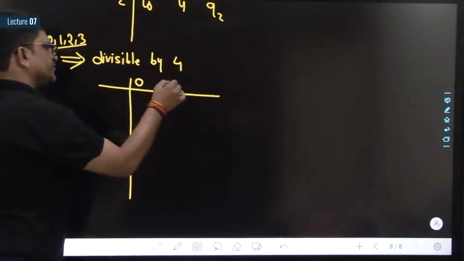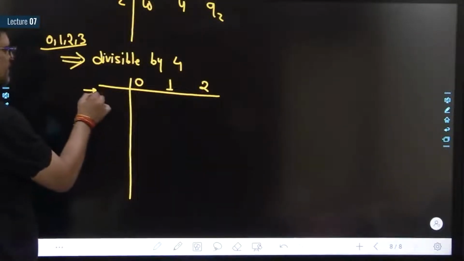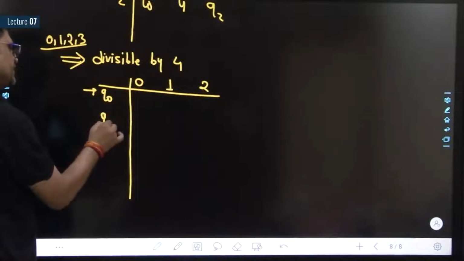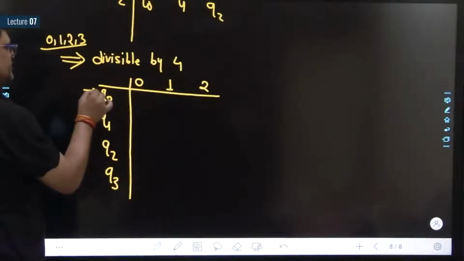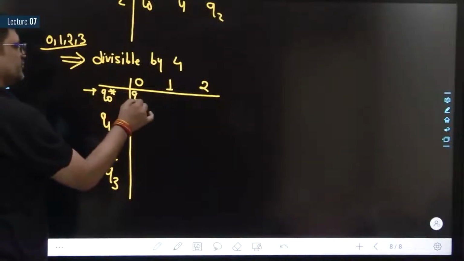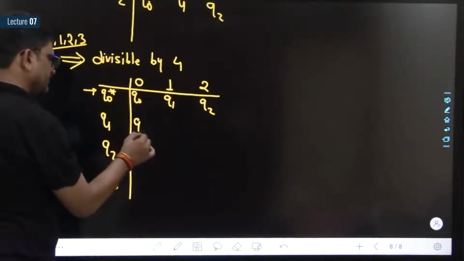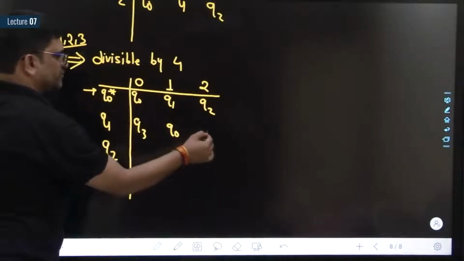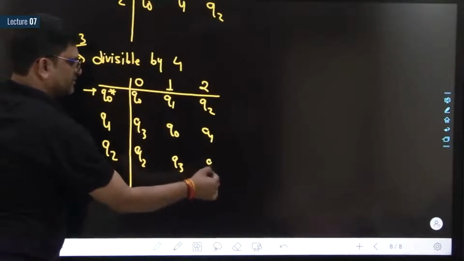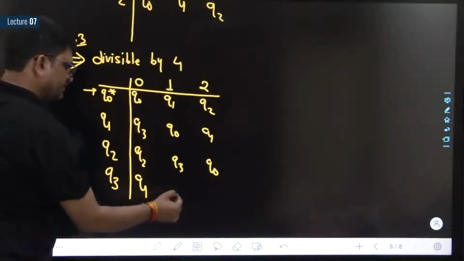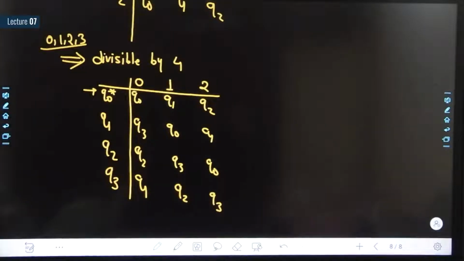What is the input? 0 1 2, because we use a base 3 number. Write down the states Q0 Q1 Q2 and Q3. Which one is final? This one is final. Q0 Q1 Q2 Q3. Clear?